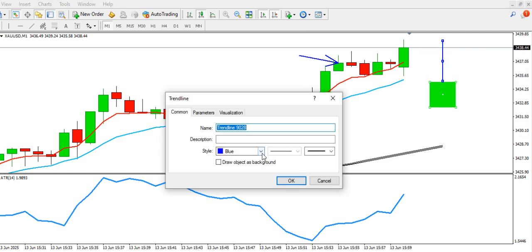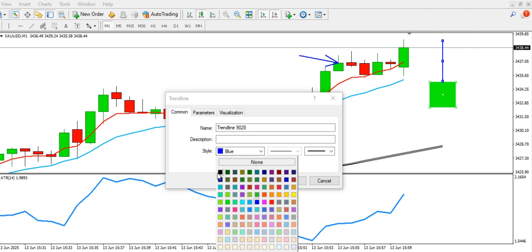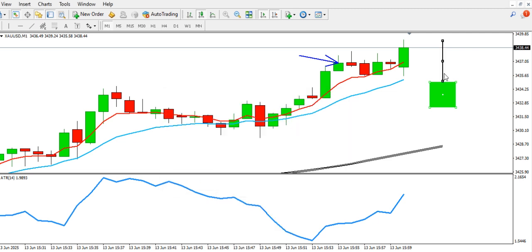Okay, it must not have a long wick at the top, just like this. Okay, this is not a good entry candlestick. Okay, this is a good entry candlestick, floating above the 5 period moving average.